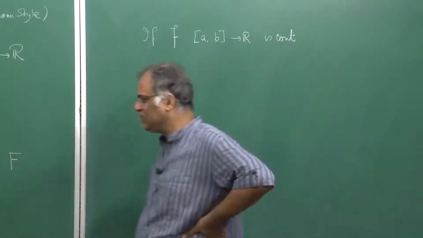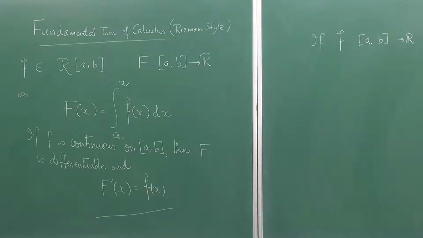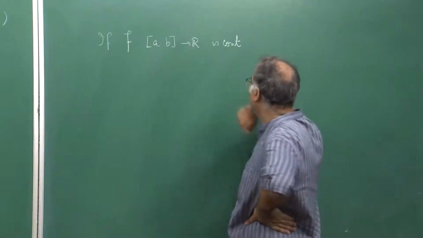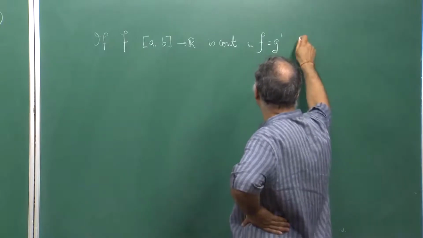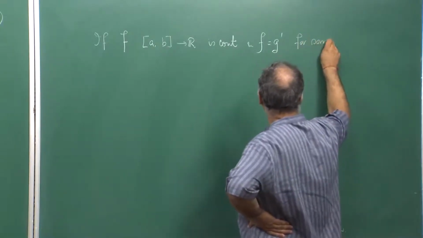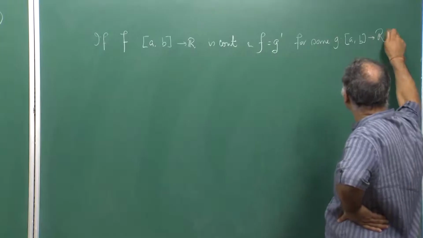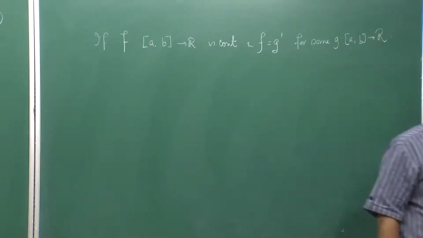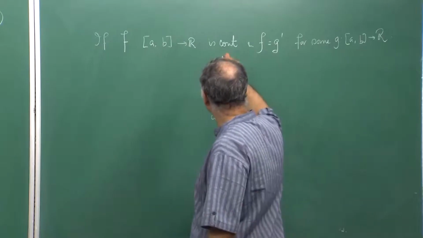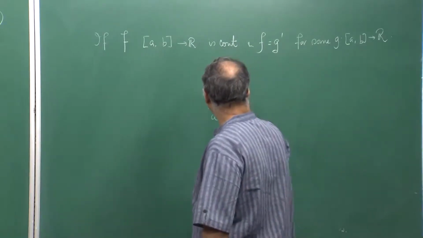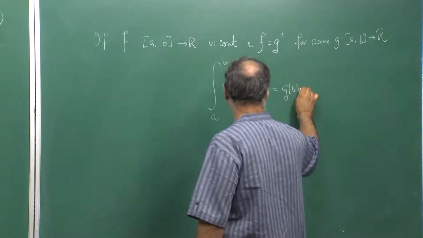But there was a crux. I hope you remember the example which I had given. That was something very important that you need to keep in mind, that f from [a,b] to R is continuous and f is equal to g', means f(x) equal to g'(x) for some g from [a,b] to R. So, if this is there, then the integral from a to b of f(x) dx is equal to g(b) minus g(a).